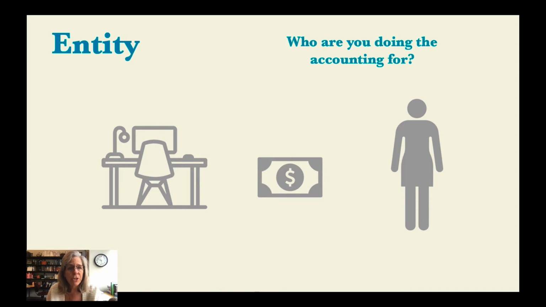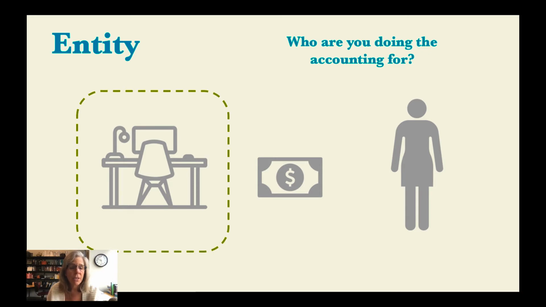So the question is, who are you doing the accounting for? In this case, I have a picture of a person and a business. And the person might own the business, but defining who it is that you're doing the accounting for is important. So in the case of a business, we would draw the boundaries around the business as opposed to the person who owns the business, and do the accounting for that.